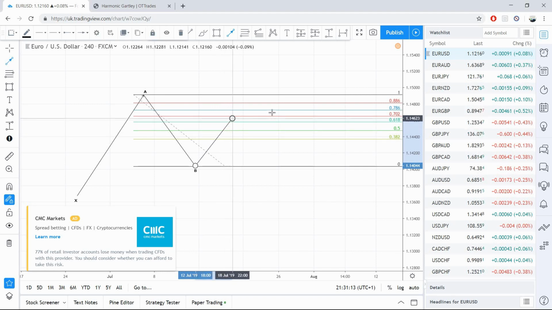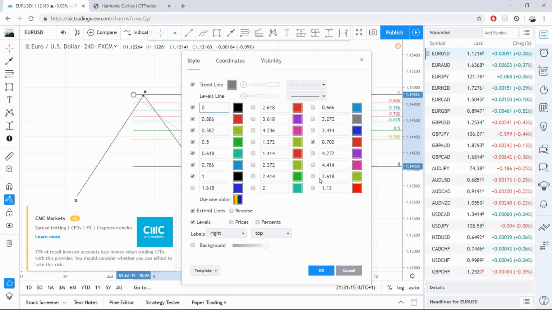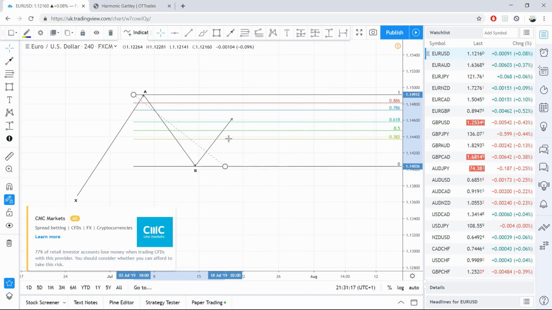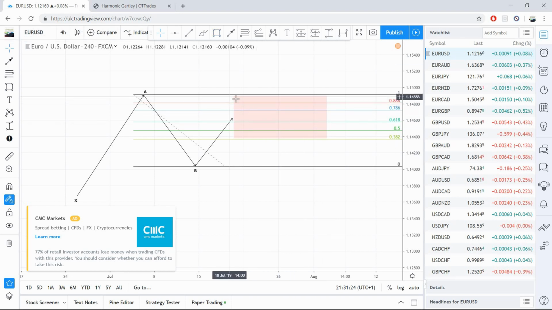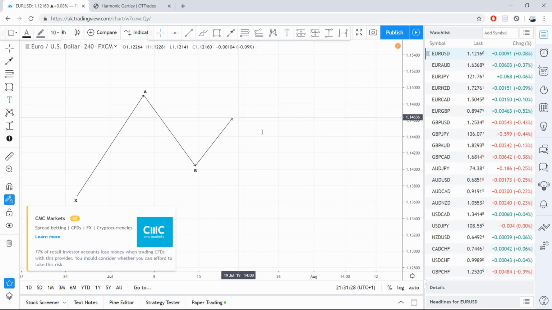Let's just put this in the middle here. Remove that now. So price has got to fall within this red box here, essentially between the 382 and the 100% level. And that forms our C point.